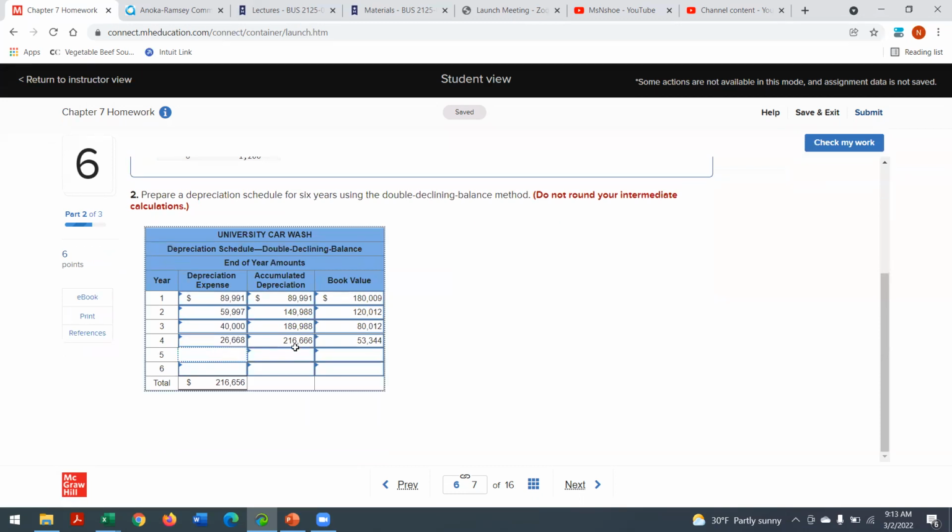There we go. So if we take 53,334 times 0.3333, we get 17,780. We add our 17,780 to our accumulated depreciation to get our 234,446. We have a new book value, 35,554.